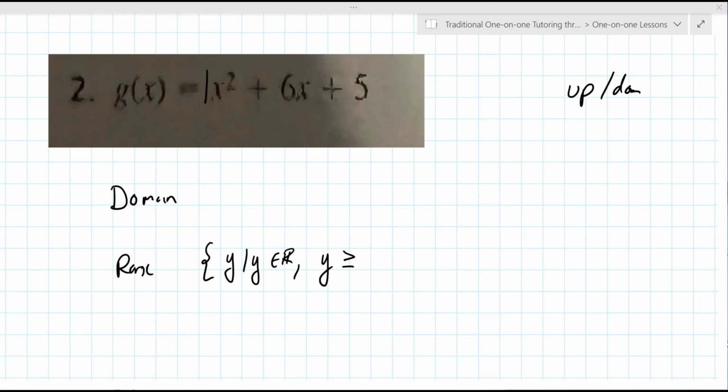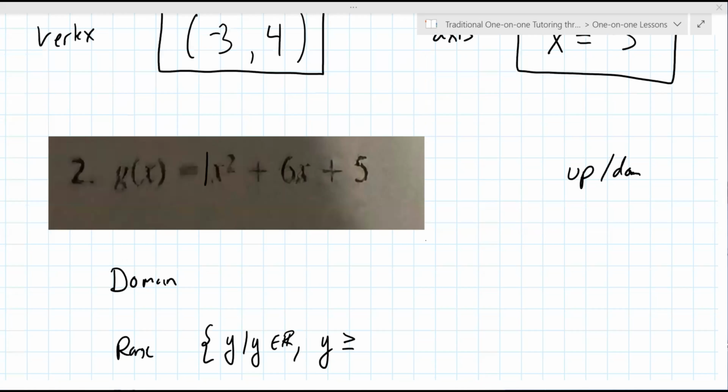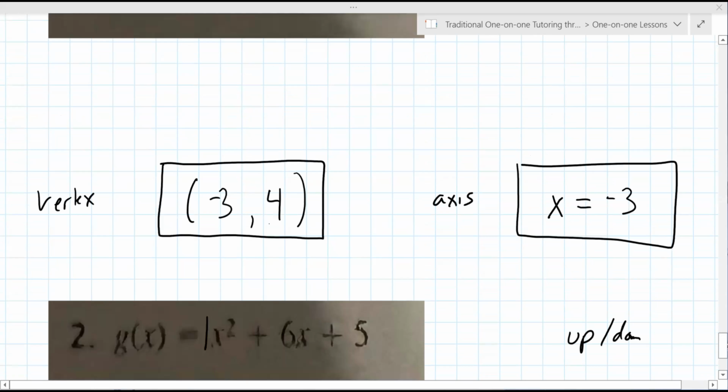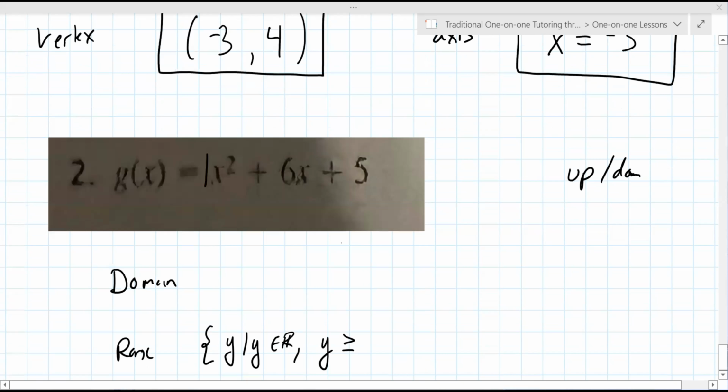I'm kind of waiting to see if you would jump in there or not. Y is greater than or equal to 1. So it's got to be the y value of the vertex. What's the y value of the vertex? 4. Yes.